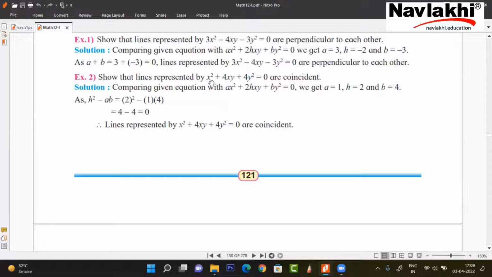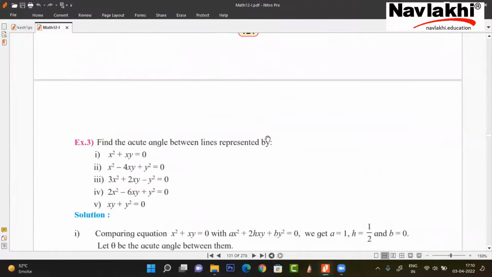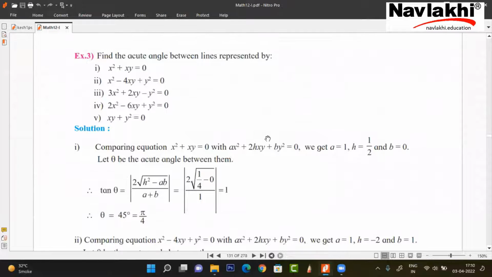I'll compare it with ax square plus 2hxy plus by square equals 0. Obviously, a is 1. 2h is 4, so h is equal to 2, b is equal to 4. Calmly, properly calculate h square, which is 4, minus a into b, which is 1 into 4, is 4. 4 minus 4 is 0 because h square minus ab is 0. They are coincident. Super important question 2.